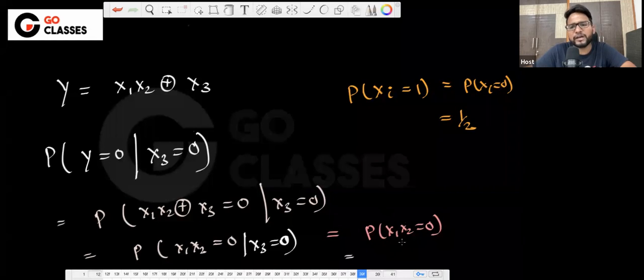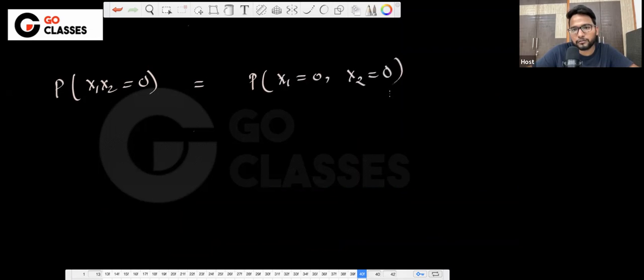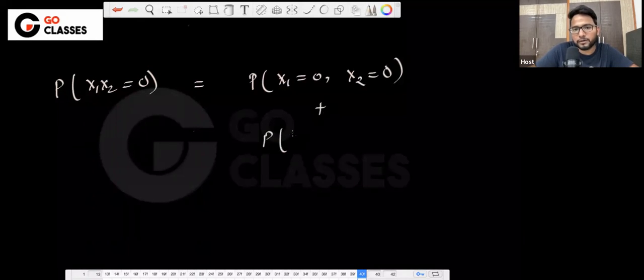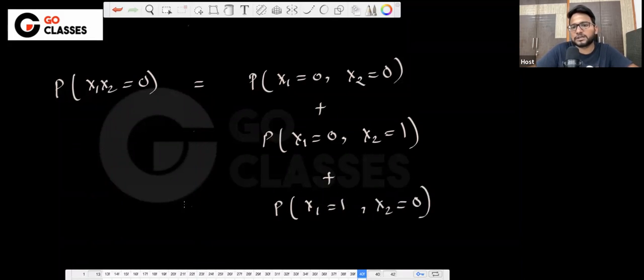When will x1 x2 be 0? When any one of them is 0, right? So when x1 is 0, x2 is 1, or something like that. Let me go to the next page. Probability of x1 x2 equal to 0 is the same as probability of x1 equal to 0, x2 equal to 0, plus probability of x1 equal to 0, x2 equal to 1, plus probability of x1 equal to 1, x2 equal to 0. These are the three things.